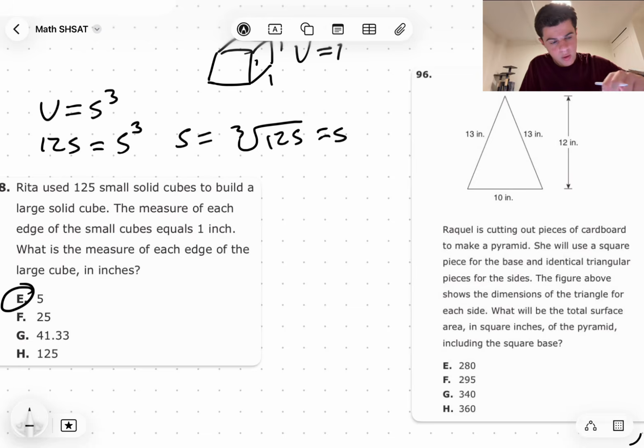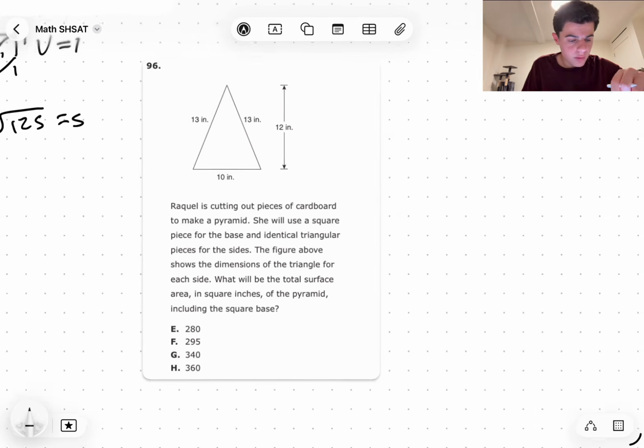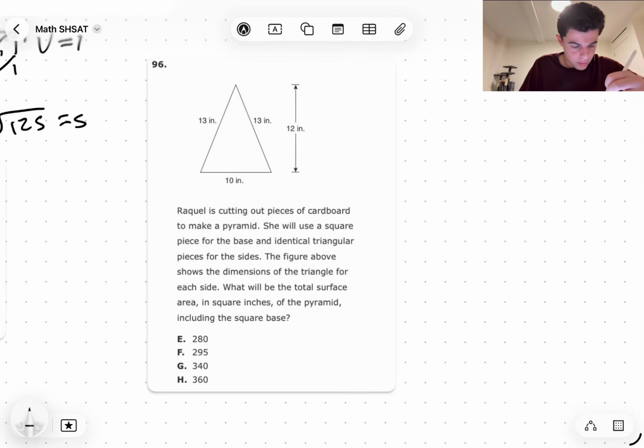Okay, and now our last problem, we have this big word problem over here. Raquel is cutting out pieces of cardboard to make a pyramid. She will use a square piece for the base and identical triangular pieces for the sides. The figure above shows the dimensions of the triangle for each side. What will be the total surface area in square inches of the pyramid, including the square base?